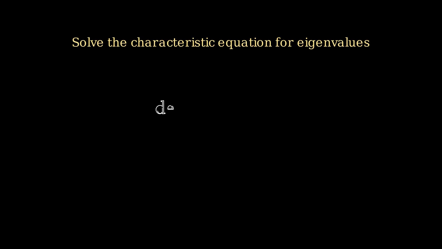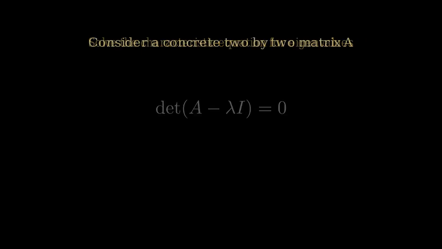To find the eigenvalues, we solve the characteristic equation, the determinant of A minus lambda times the identity matrix equals 0. Let's work a full example.